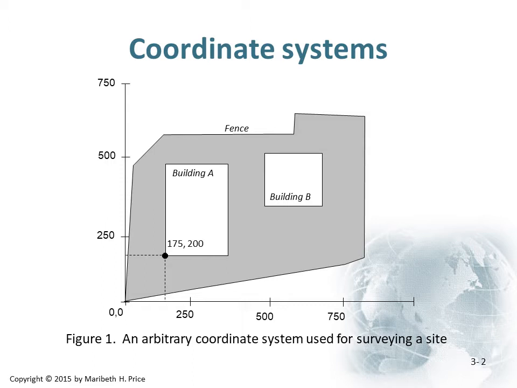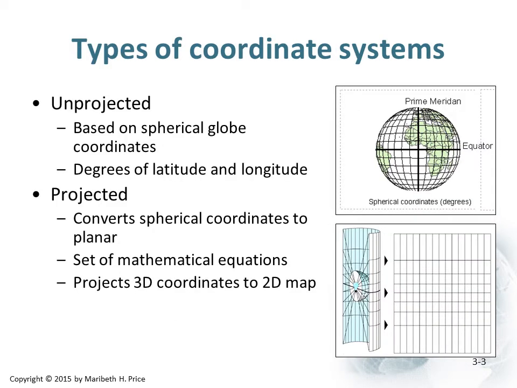They can be something as simple as an arbitrary coordinate system like you're using to survey a location, where you have a grid, you have an X and a Y line, and you simply go so many units in either direction to identify a point. Pretty simple. But when we look at it in terms of mapping and global, it becomes a little more complicated.